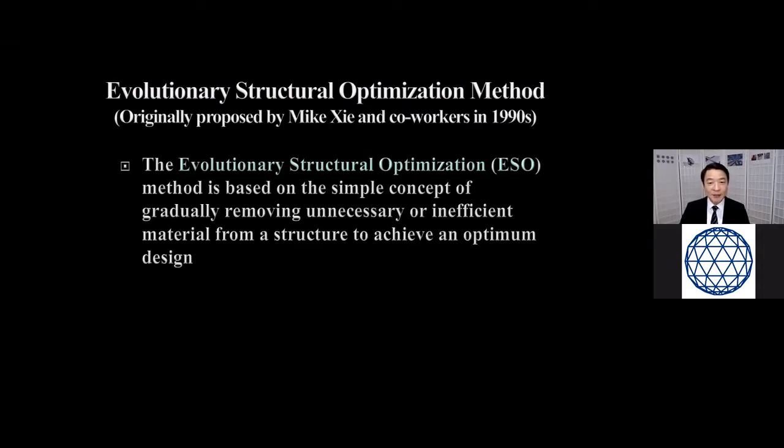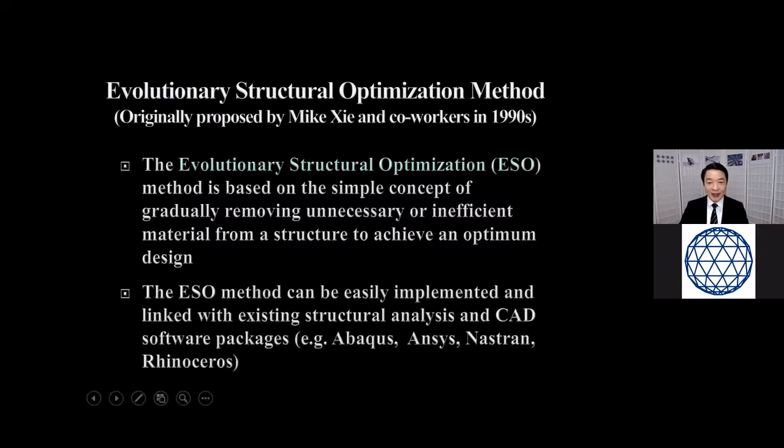If you want to design a better structure, you can start from any initial shape and gradually remove the inefficient material from the structure, and the remaining material would form the optimum design. And the method is very easy to understand and easy to implement. It can be linked to most of the existing structure analysis software packages and the tools architects use, like Rhino.